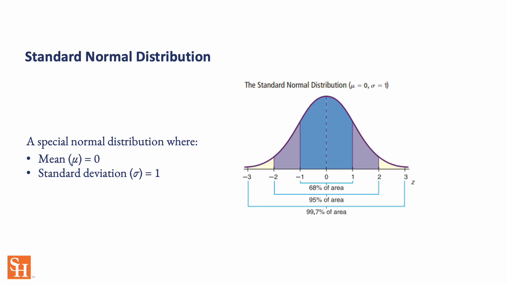So let's first start with what we mean by a standard normal distribution. A standard normal distribution is also a normal distribution, but for this distribution the mean is 0 and the standard deviation is 1. So for a normal distribution, if the mean is 0 and the standard deviation is 1, then we call that a standard normal distribution.